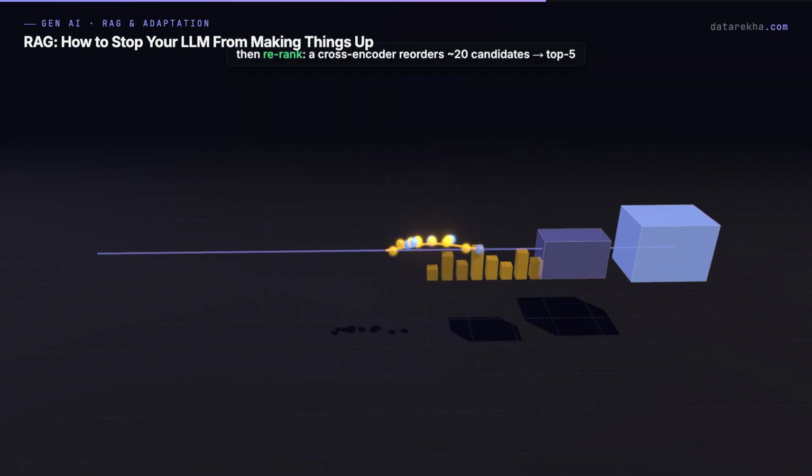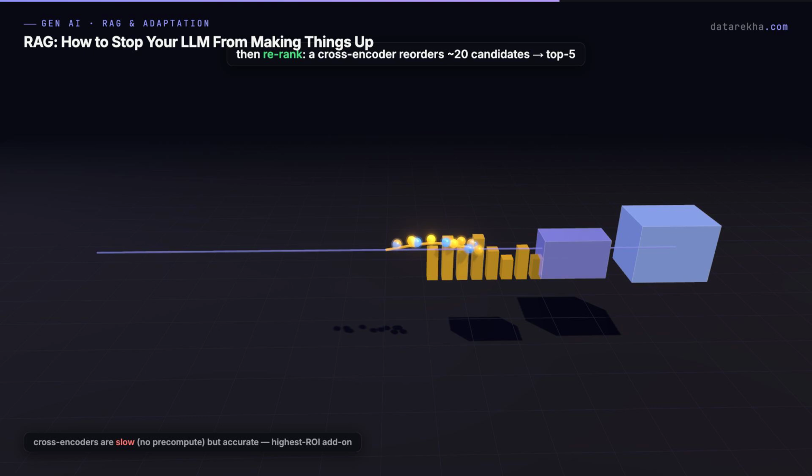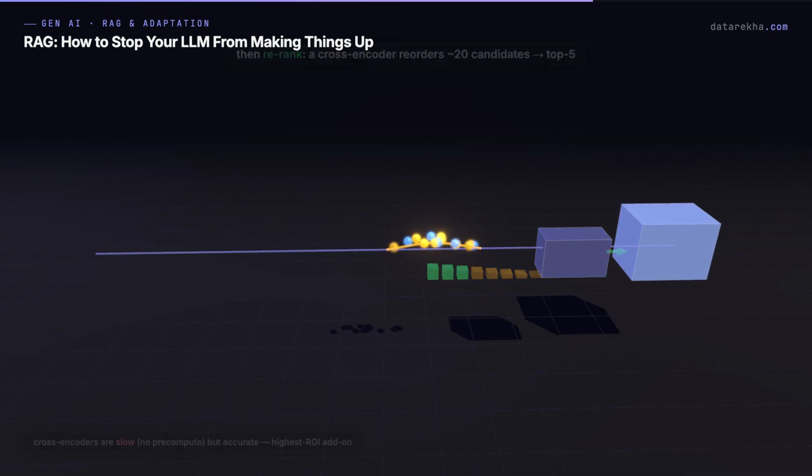Retrieval hands you 20 rough candidates. A re-ranker model reads each one against the query and reorders them precisely. It's slow because it can't pre-compute, but it's one of the highest return upgrades you can bolt on.